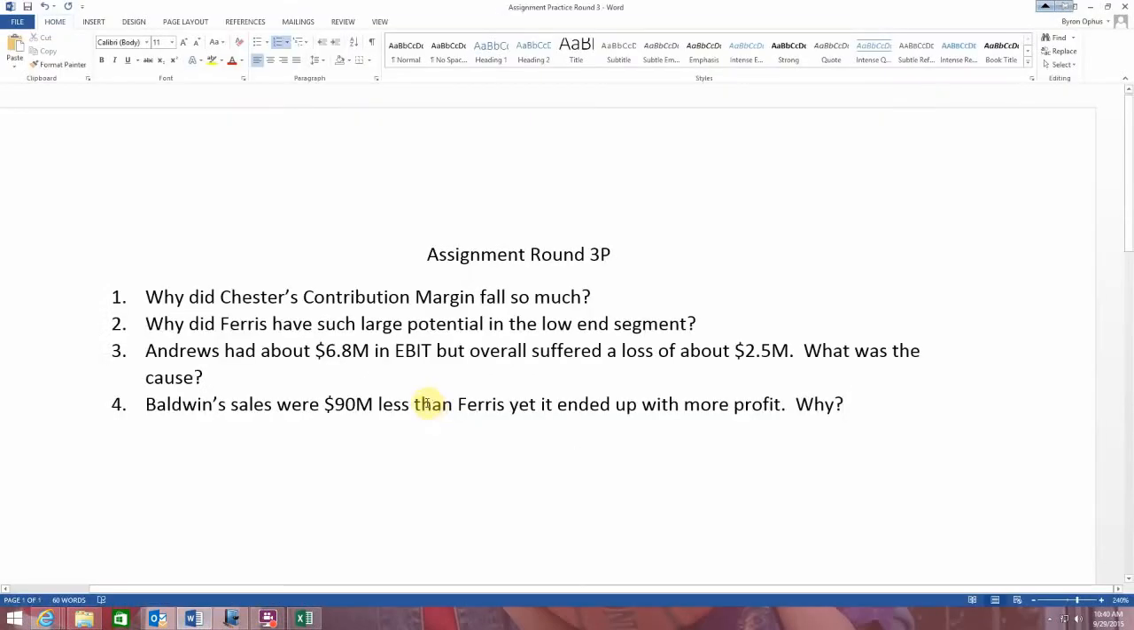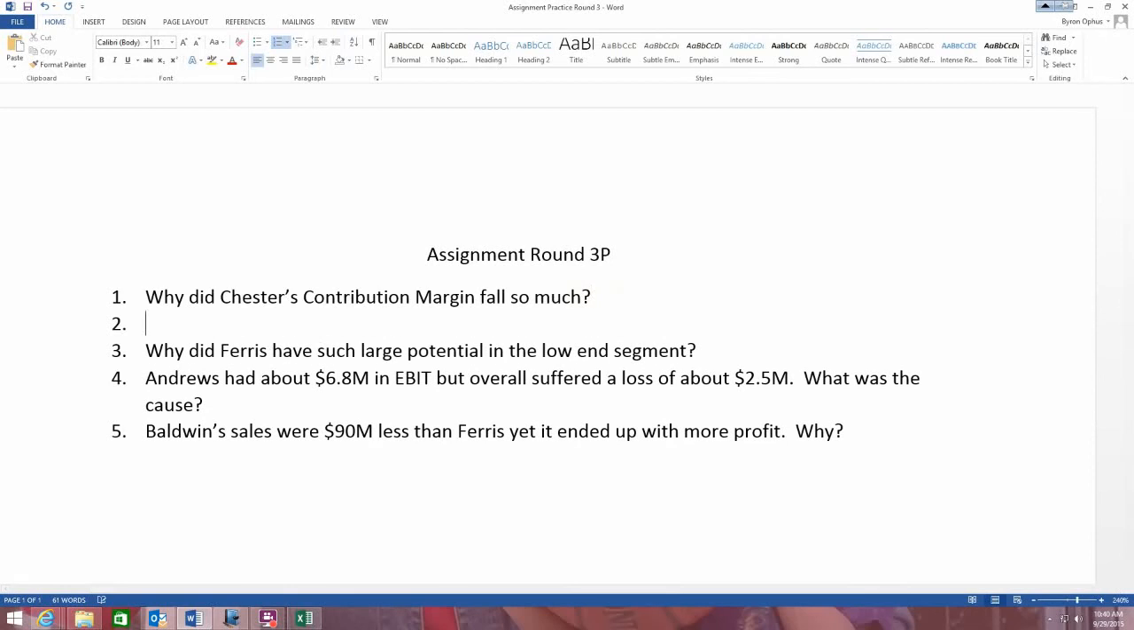All right, let's take a look at this week's assignment. Why did Chester's contribution margin fall so much? Take a look at that.